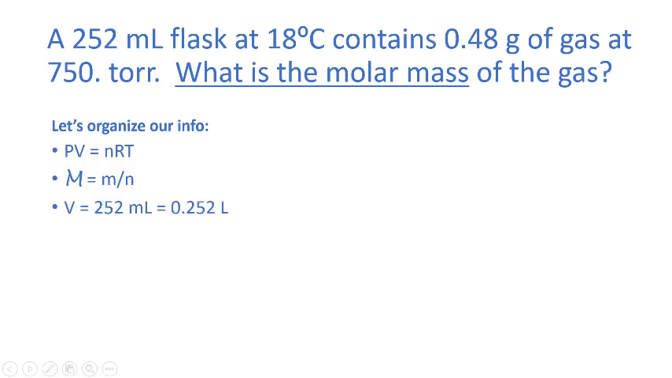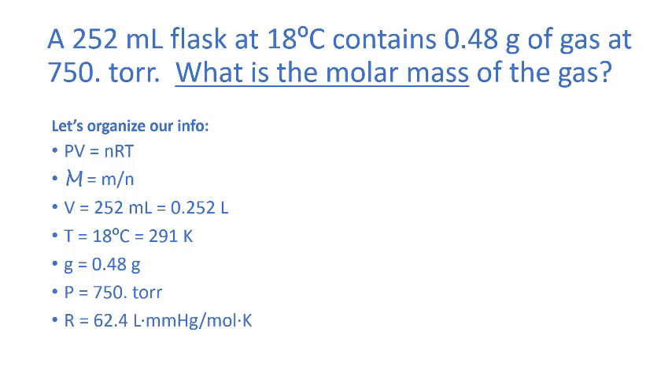The volume is 252 milliliters, and when I convert that to liters, it's 0.252 liters. The temperature is 18 degrees Celsius, so when I add 273, I get 291 Kelvin. The mass is 0.48 grams. That should say an m and not a g. Sorry about that. And the pressure is 750 torr. They did put a dot after that zero, so it is 3 sig figs. And the R that we're going to need to use is the one that matches torr, because the torr is the same as an mmHg, so that is going to be 62.4.